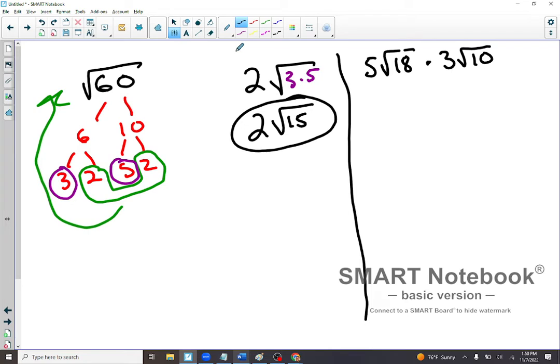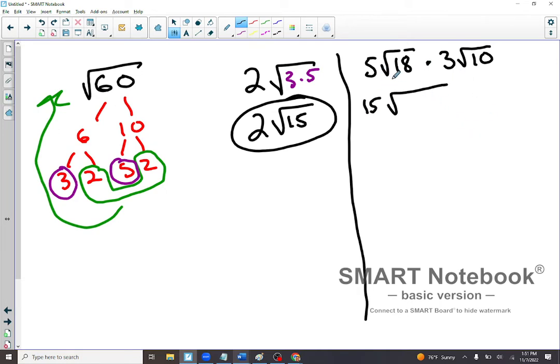All right, this one. There are multiple ways you could do this. You could technically simplify first and multiply. Usually that causes more errors. But in this case, what I'm going to do is multiply the outside numbers and then the inside numbers. So multiplying the outside numbers, 5 times 3 is 15.